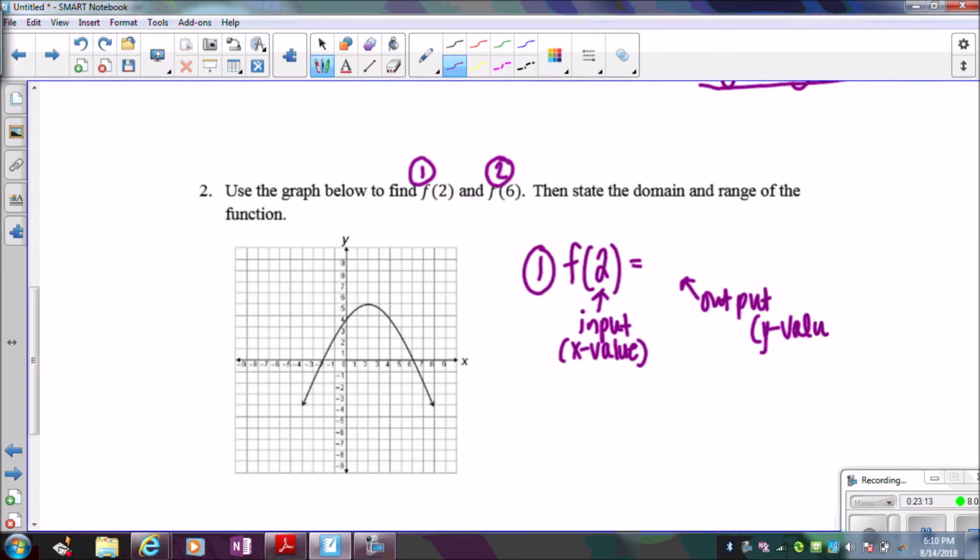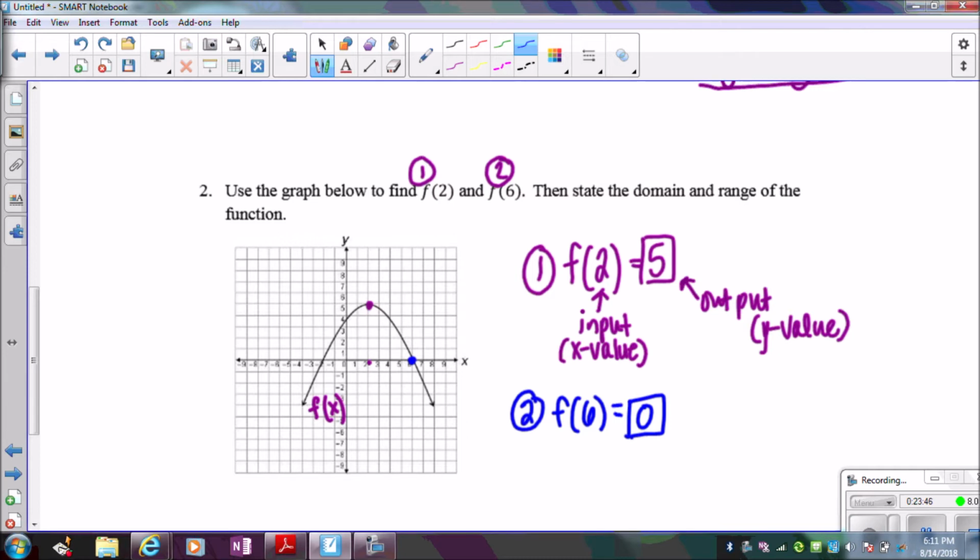That's all it means. So this function right here, this is considered f of x, what's graphed. So this is the function. So we go to the input of 2, go up to the y value. Well, the y value is 5, so this equals 5. Then we do the same thing for the next one. So the next one's f of 6. So our input, go over to 6 for an x value. What's the y value? The y value is 0. So that's our answer.